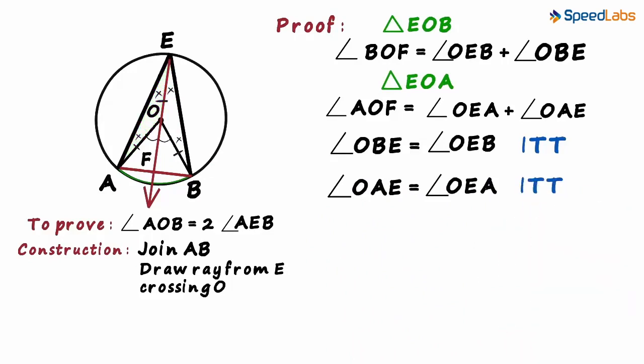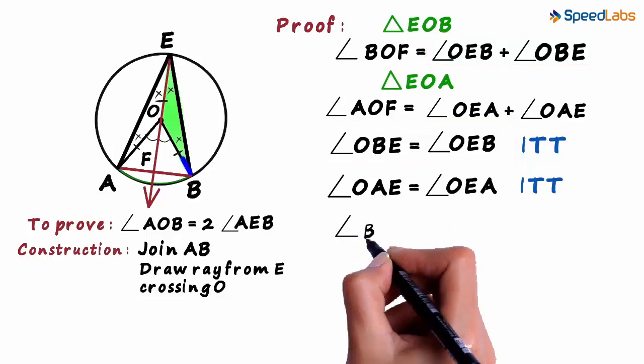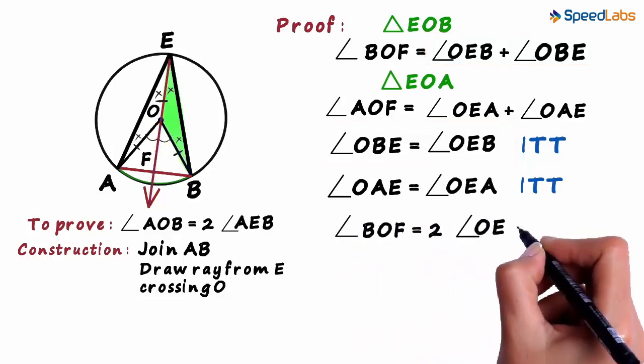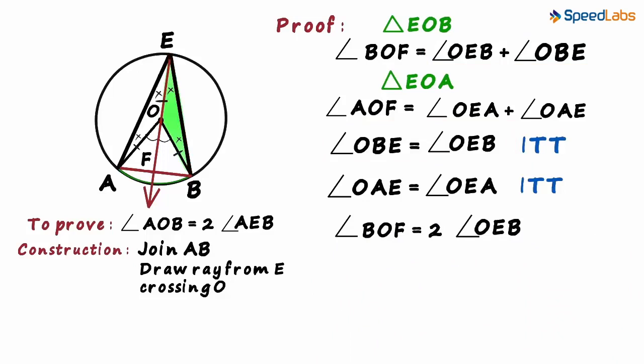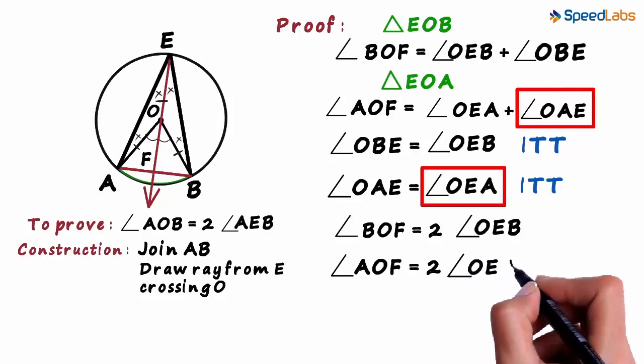Look at the right-hand side of the first equation. It's angle OEB plus angle OBE. But we just found out that angle OBE equals angle OEB. Substituting this in the first equation, we get angle BOF equal to twice angle OEB. We substituted angle OBE with angle OEB as they are equal. Similarly, substituting the value of angle OAE in the second equation, we get angle AOF equal to twice angle OEA.